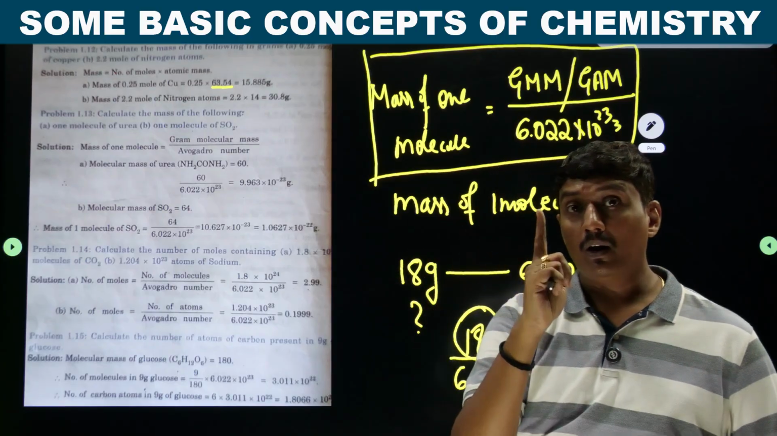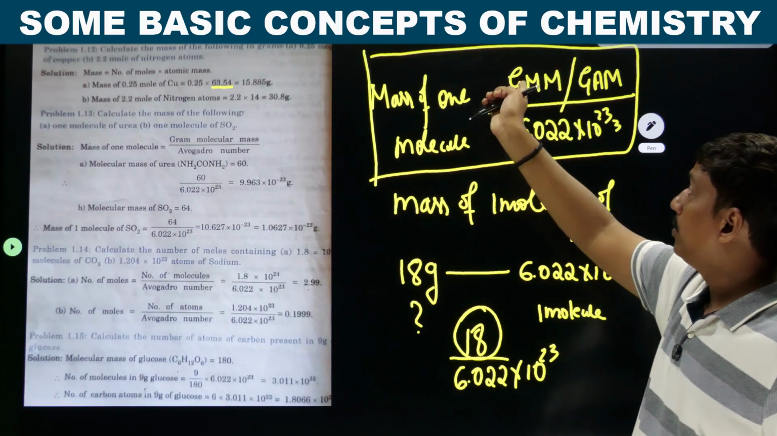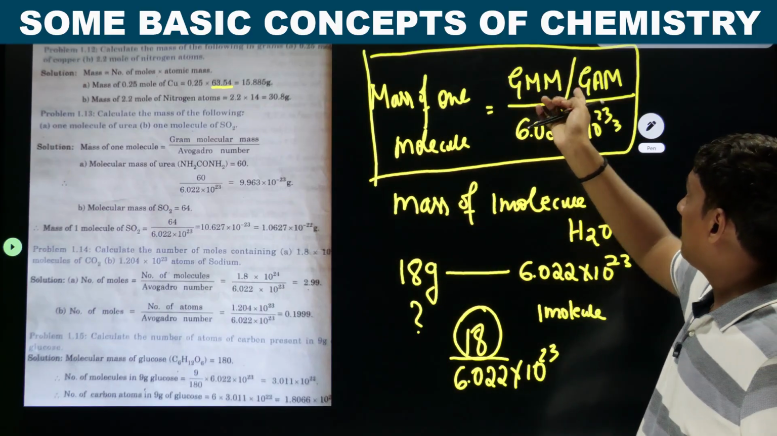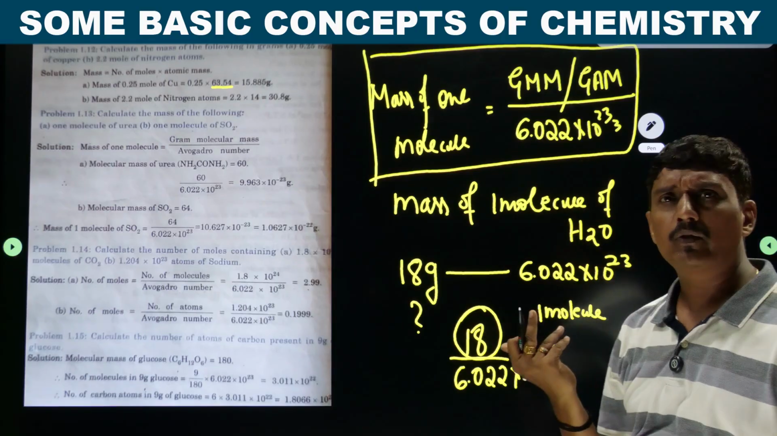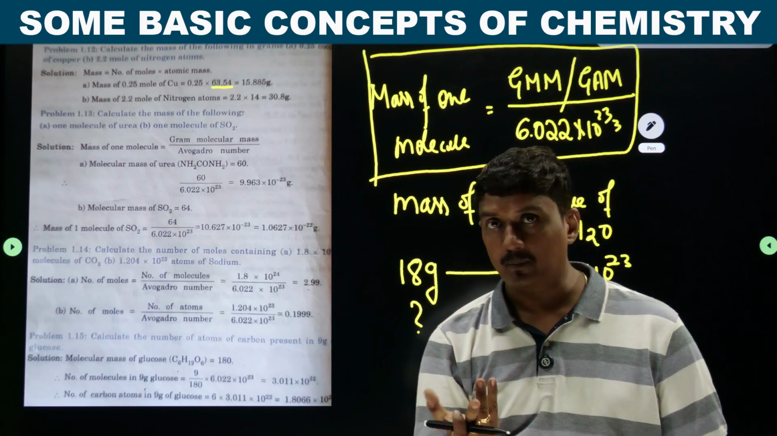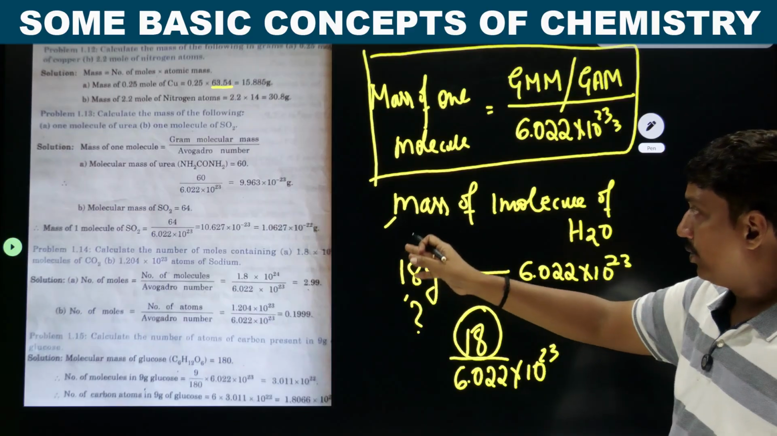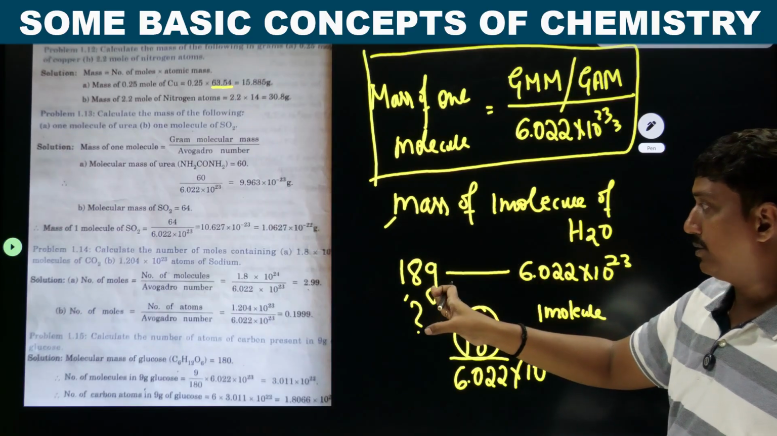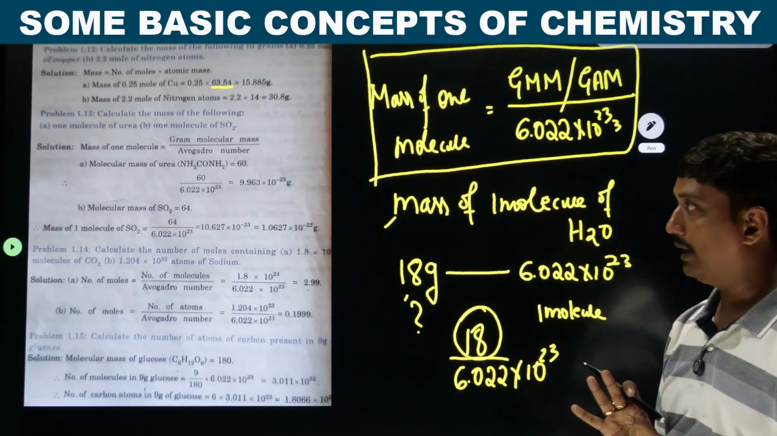Second one, mass of one molecule or one atom, which is equal to gram molecular mass or gram atomic mass divided by 6.022 into 10 to the power 23. Use this formula, substitute, and you will get the answer. No need to follow this step. Since you are learning, you can also use this method. If you know the formula, we can calculate in a simple way.